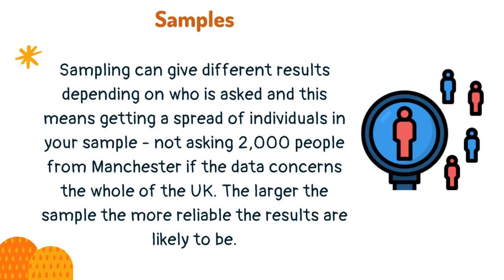Sampling can give different results depending on who is asked, and this means getting a spread of individuals in your sample, not asking 2,000 people from Manchester if the data concerns the whole of the UK. The larger the sample, the more reliable the results are likely to be.